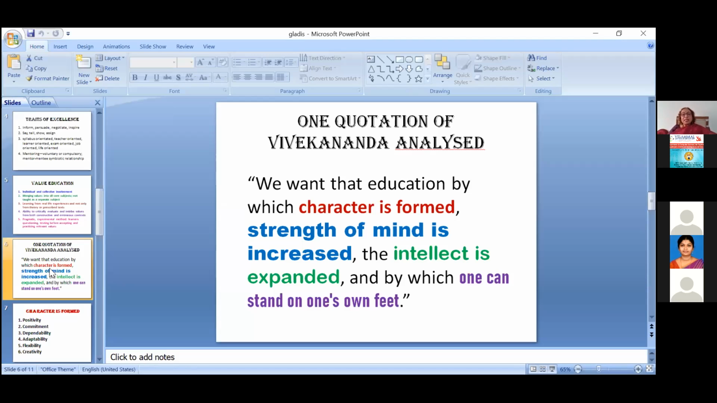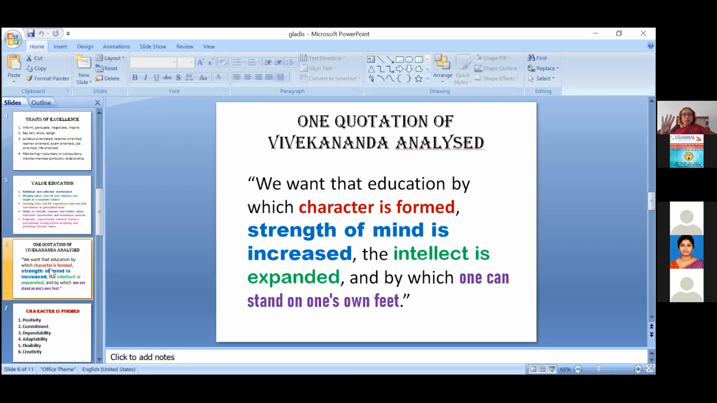So what does he say? He says, we want that education by which character is formed, strength of mind is increased, intellect is expanded, and by which one can stand on one's own feet. You know, we don't find these in our syllabus or curriculum.